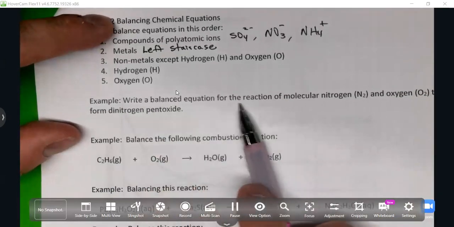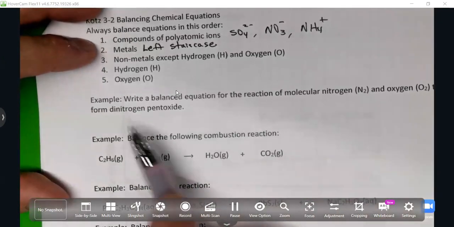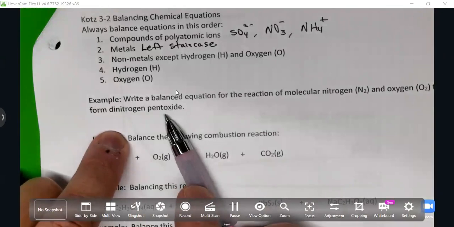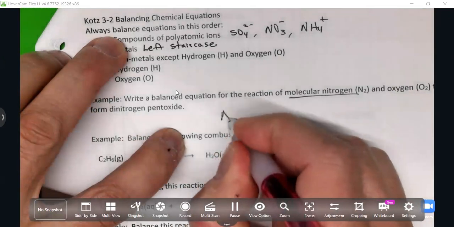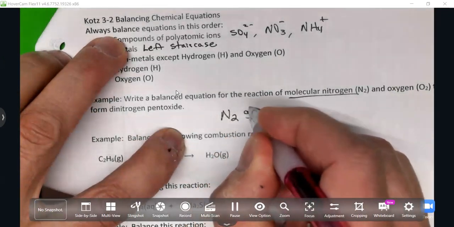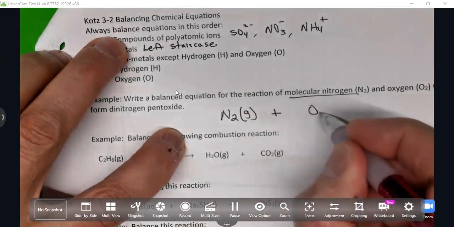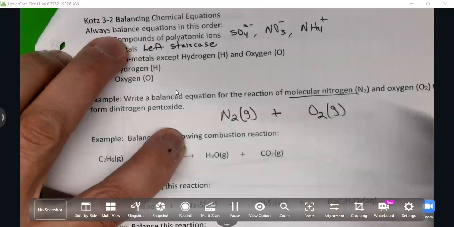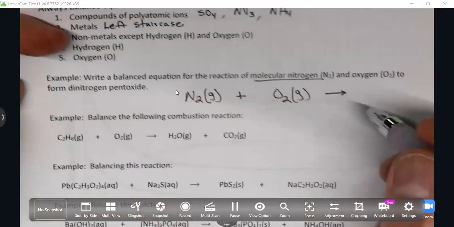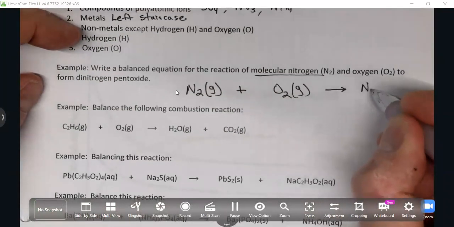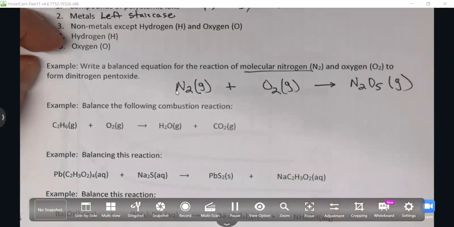Example: write a balanced equation for the reaction of molecular nitrogen and oxygen to form dinitrogen pentoxide. So we'll write this out first. Molecular nitrogen, N2 gas, plus O2 gas, yields N2O5. I'm hoping that's a guess. I don't know for sure, to tell you the truth.